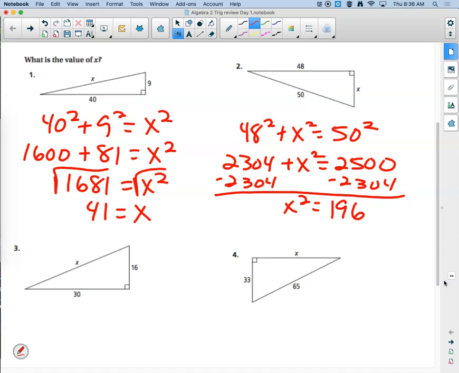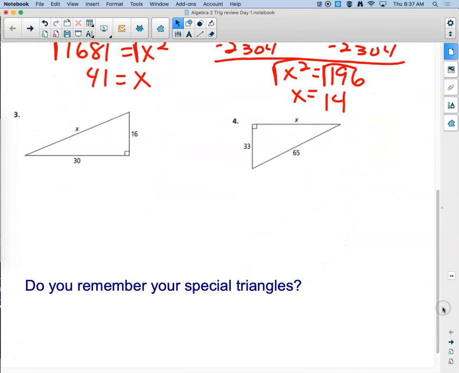Then what do we do? Square root of 196, do you know that one? 14. There we go. So, basic Pythagorean theorem. All right. Number 3, are we looking for a side or for the hypotenuse? Well, then let's get it rolling.